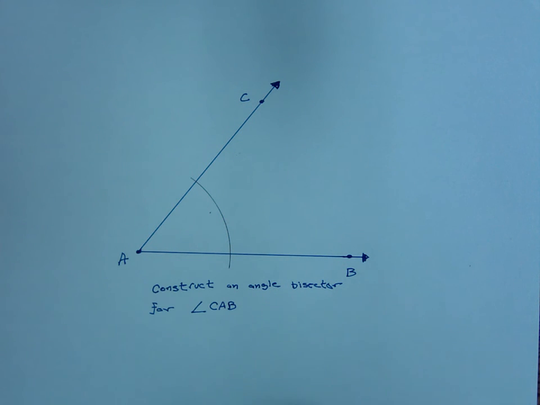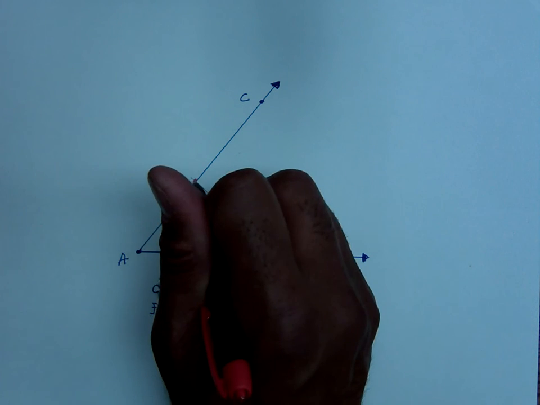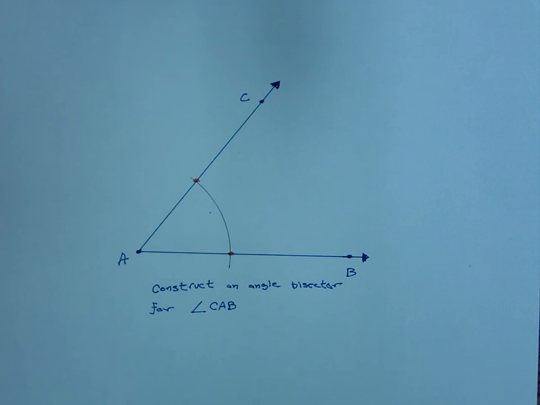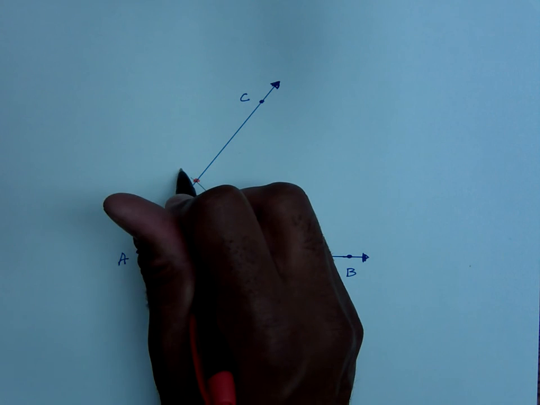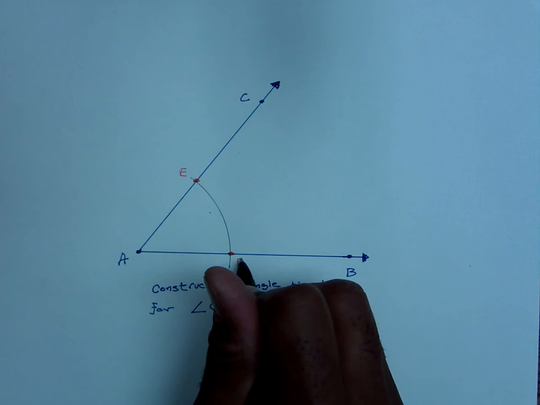And so this arc intersects both rays, and where it intersects we'll label these points as point E and point F. Point E, and this will be point F.